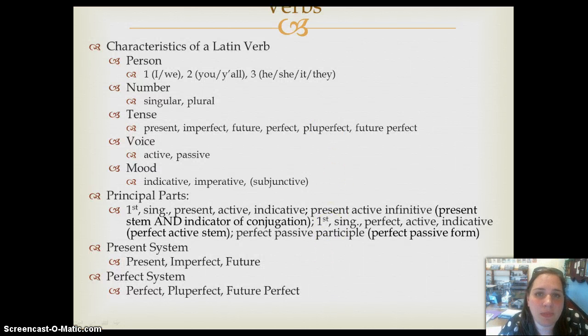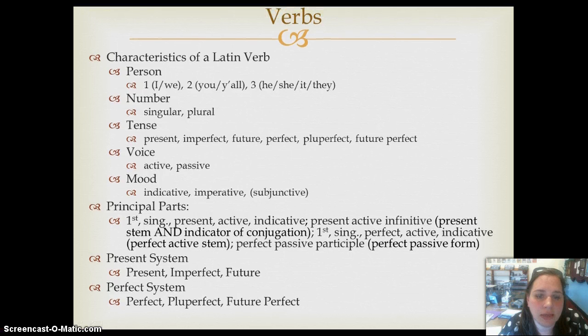So let's remind ourselves about verbs in general, right? There are 5 characteristics of a Latin verb: person, number, tense, voice, and mood. I'm not going to go over all these so specifically, though you should write down these notes, okay? I just want to point out that in terms of mood, you guys already know the indicative and the imperative, and we're going to learn the subjunctive this year, okay?